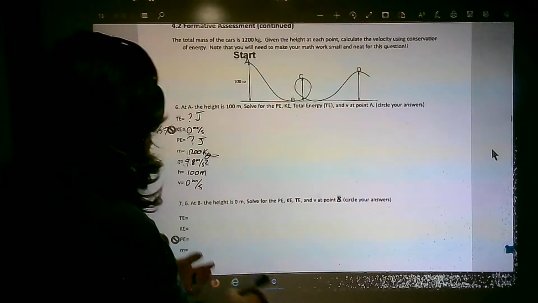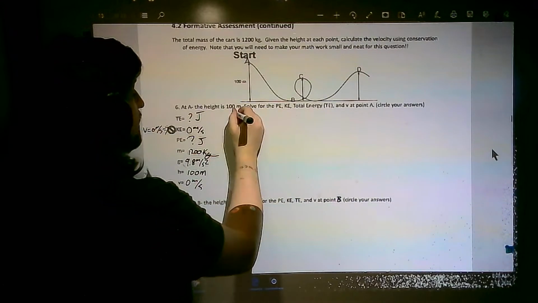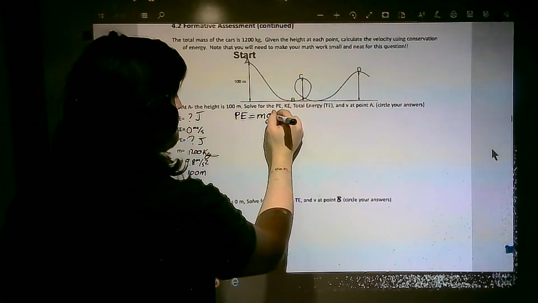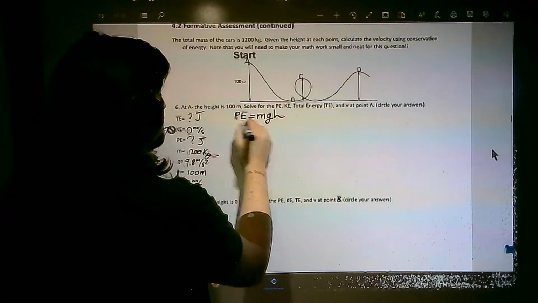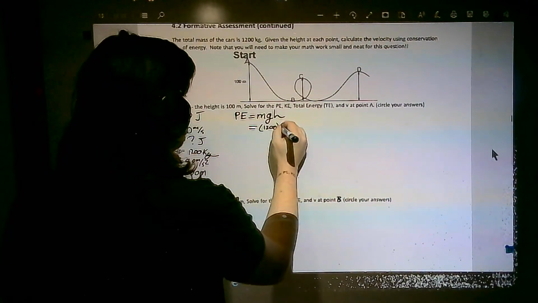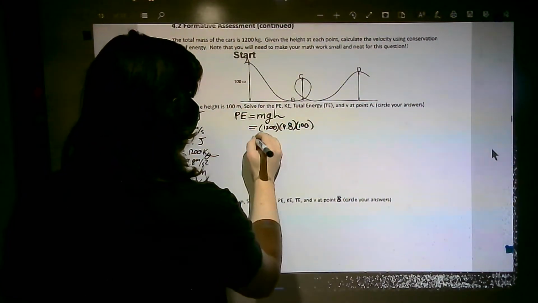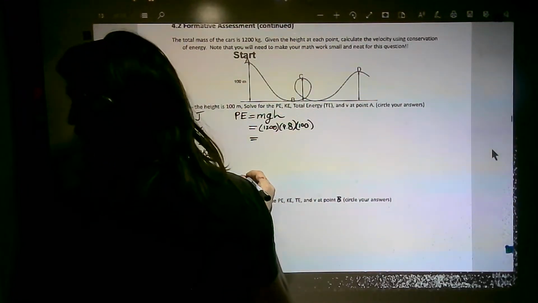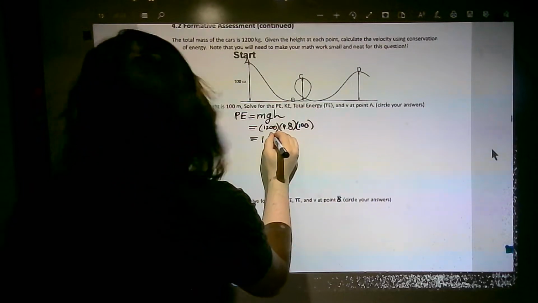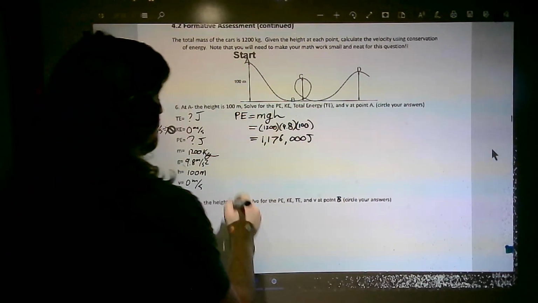Now we're just going to go through and solve for what we can. I know I have mass, gravity, and height. Anytime I have the three of those, I can use my PE equation to calculate my potential energy. PE equals mgh. Plug my numbers in: 1,200 times 9.8 times 100. It's going to give us an absolutely epic amount of energy: 1,176,000 joules. That's a lot of energy.